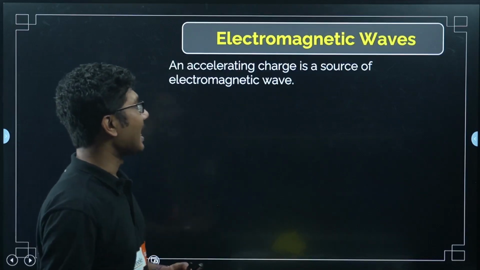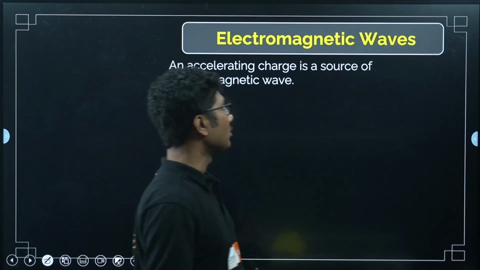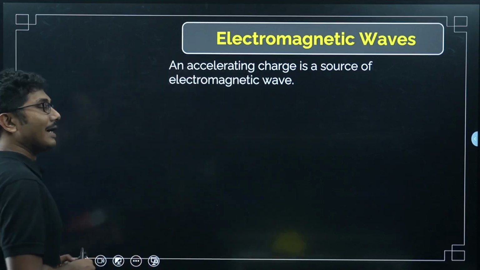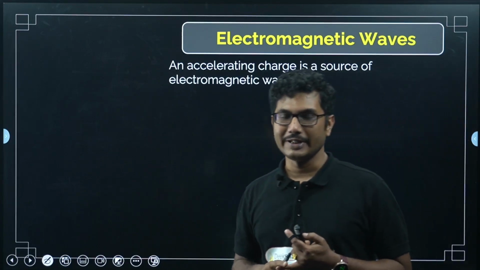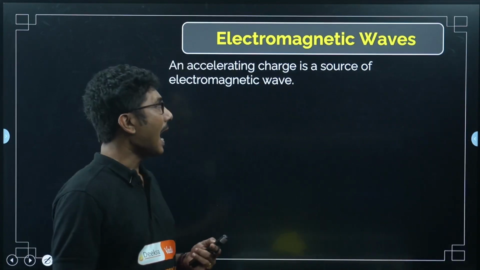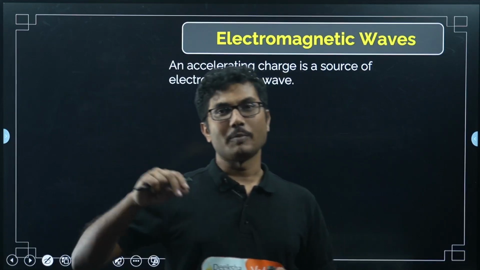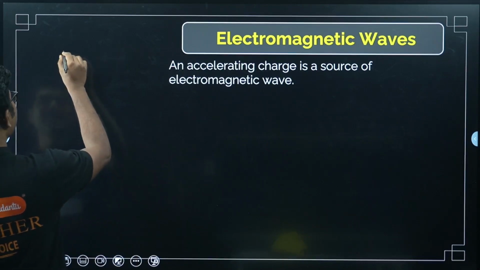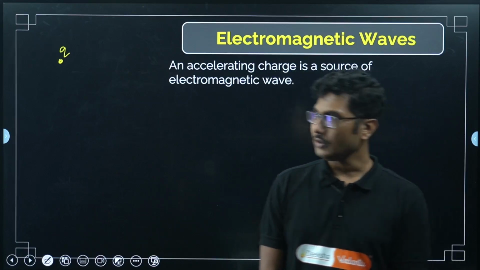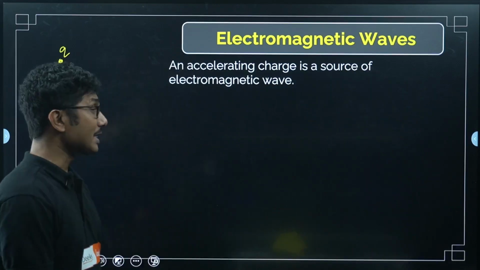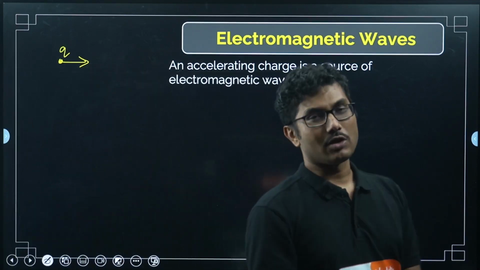An accelerating charge is a source of electromagnetic wave. Now, what is the role of an accelerating charge? An accelerating charge can produce a time varying electric field, that is, an electric field which changes with time, and it can also produce a magnetic field which also changes with time. Normally, a static charge can only produce an electric field which is constant. If the charge is moving with a constant speed, it can produce a magnetic field, but that magnetic field is also constant in time.